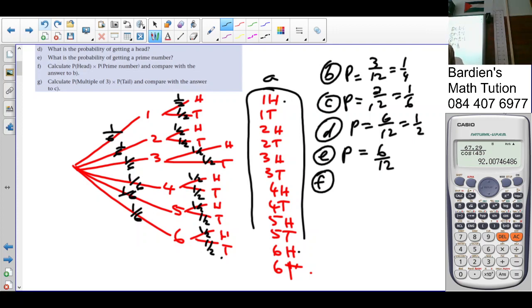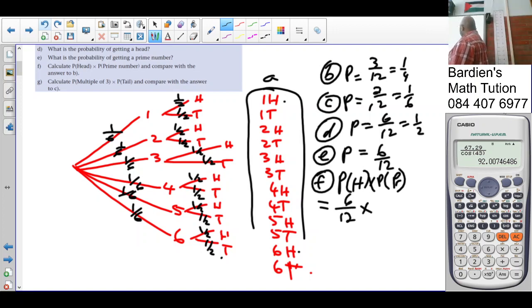F: calculate the probability of it landing on the heads times the probability of a prime number. So how many heads are there? 6 out of 12. How many prime numbers are there? If we work out the prime numbers, prime numbers is 6 out of 12. Which is 1 out of 4. It was a half times half. Not so?